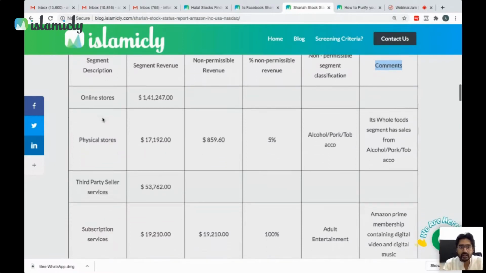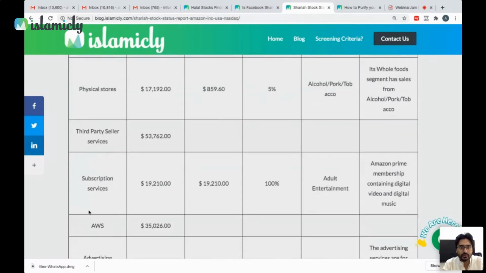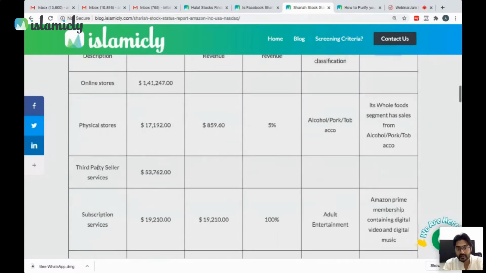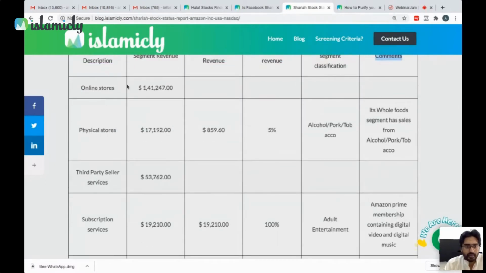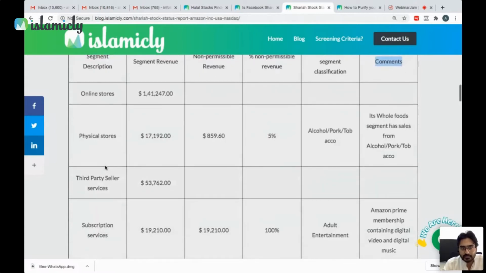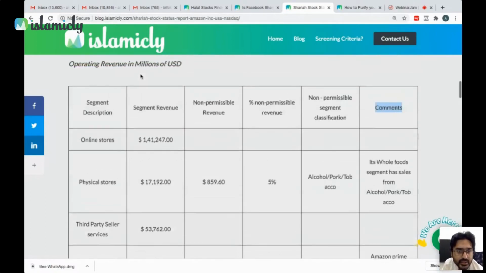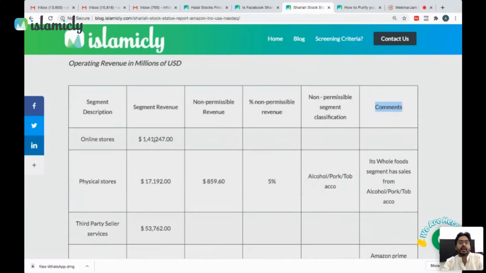So we've got 5 segments in the company. So 1, 2, 3, 4, 5, 6. Oh, sorry, there's 6 segments. So there's probably a typo over there. So there are 6 segments of Amazon. Online stores, the revenue is, wow, this is in millions of USD. It's 141,247 million USD is the revenue from online stores, which we believe is permissible.